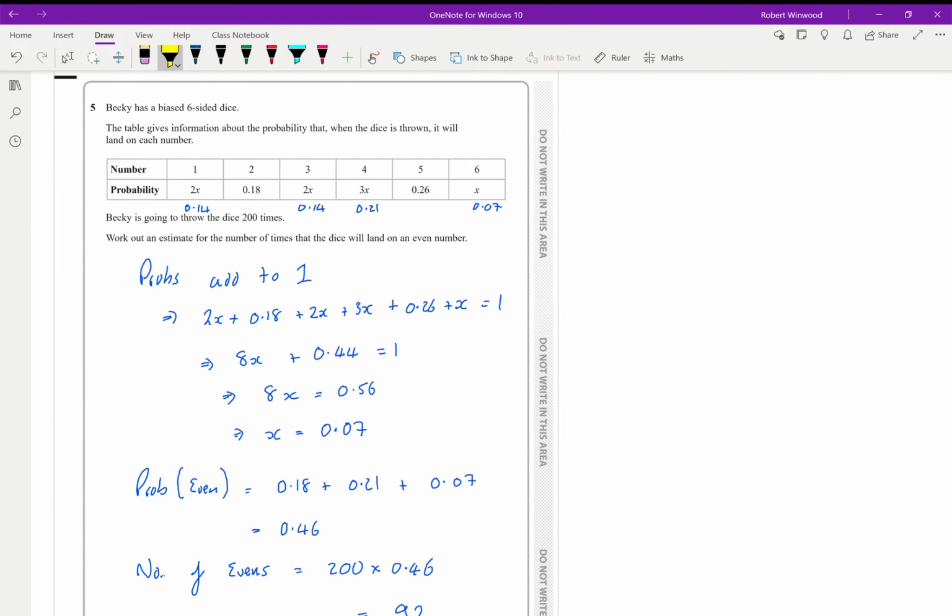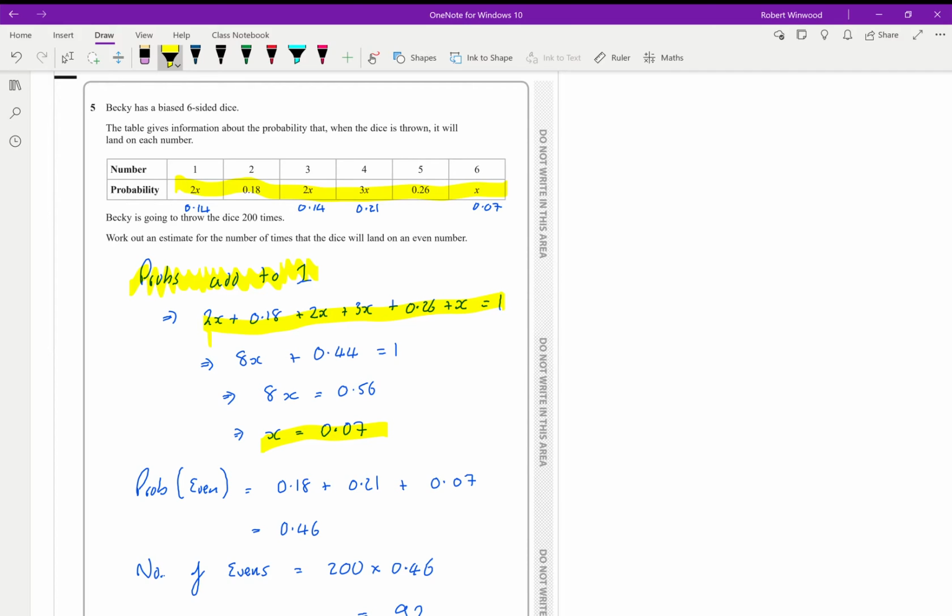So she's got a dice that gives her probabilities like this. Well, the first thing you learn about probabilities is they must add up to 1. So you know that all these probabilities have to add up to 1. So that gives me this equation here, which when I solve it tells me that x must be 0.07.